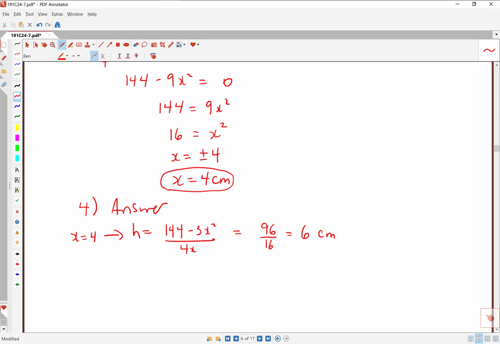So to actually answer the question, you could say the dimensions are, well, the base is 4 centimeters by 4 centimeters, and then the height is 6 centimeters. So 4 centimeters by 4 centimeters by 6 centimeters gives us the maximum volume of the box that we can build if we've just got $144 to work with.